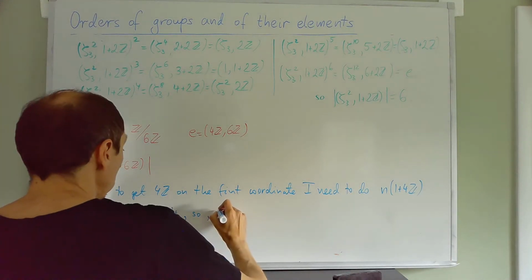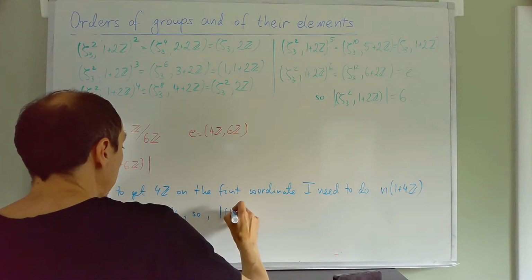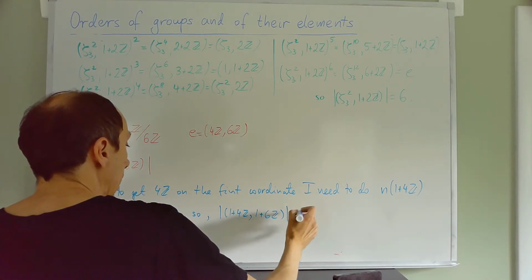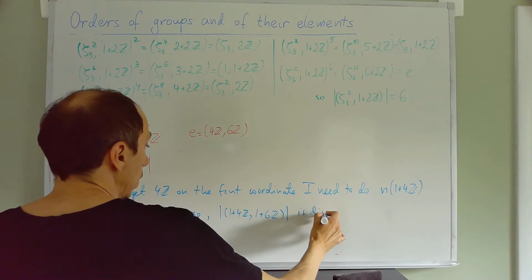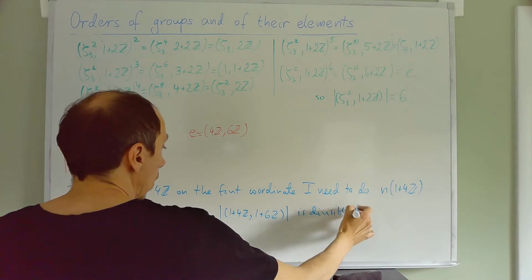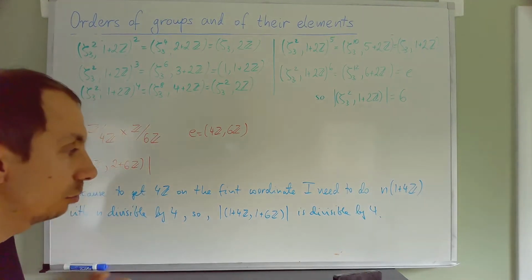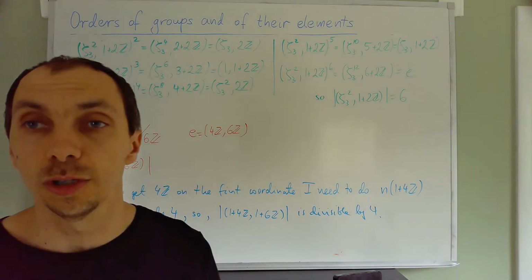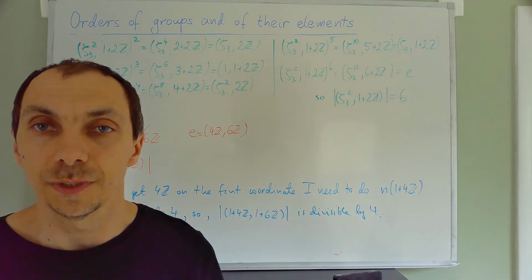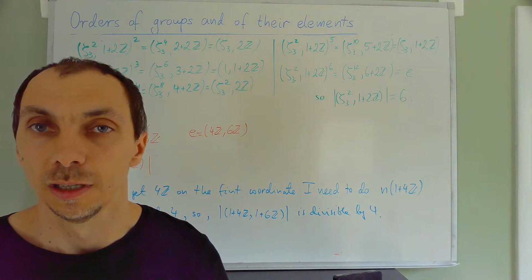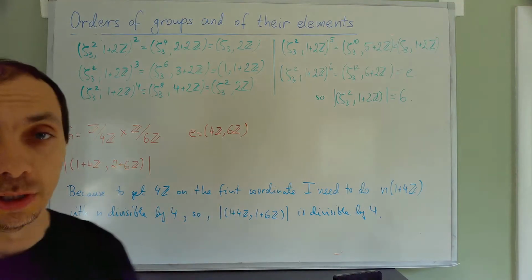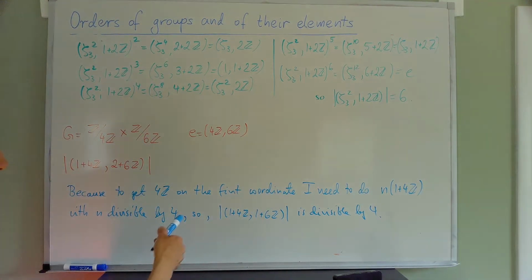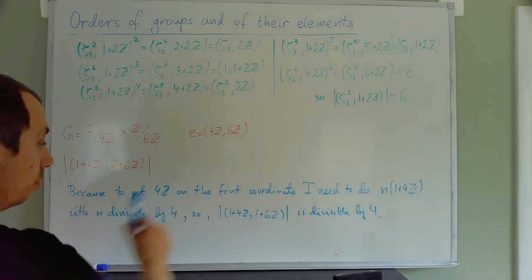So the order of this is divisible by 4. Again, the reason is if I do it 3 times, then I'm going to get 3 plus 4Z on the first coordinate. That is not 0 on the first coordinate. The only way to get 0 on the first coordinate is if I add it 4 times or 8 times or 12 times. Okay, so the order must be divisible by 4.